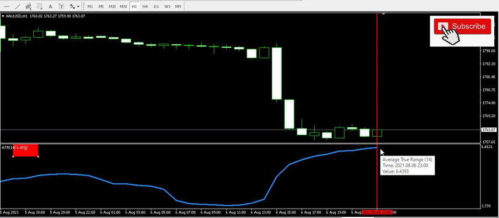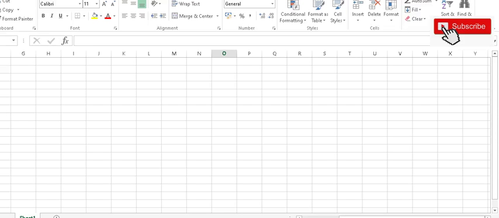So you can easily use the ATR indicator to know your stop loss level for any particular time frame, for any particular asset. Is it gold? Is it Euro USD? Is it GBP USD? For any forex pair, you can easily use the ATR indicator to find a stop loss level. All right, so I'm going to use a Microsoft Excel sheet to demonstrate or to calculate the stop loss level.